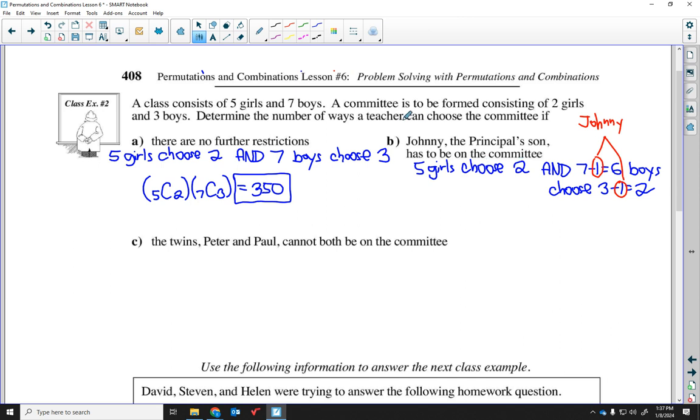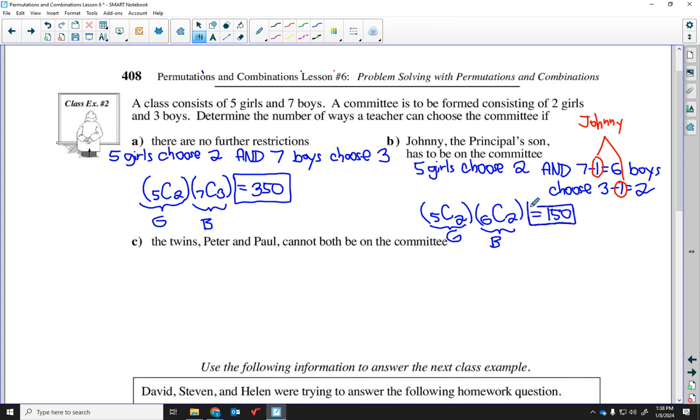Okay, so let's form a statement. This would be 5 choose 2. So that's for the girls. If you want, you can clarify this too, just to keep track of things. So this is the girls, this is the boys. So for the boys, we have 6, and then we're going to choose 2. Multiply these together, and then we're going to have 150.